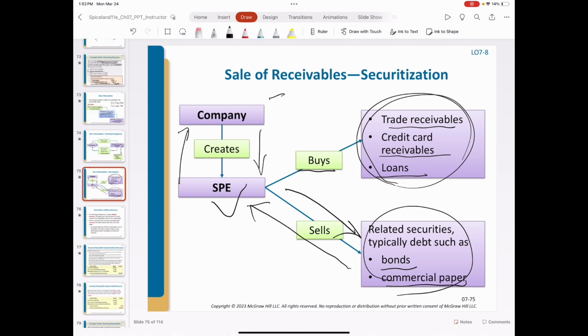The example is like Ford. Okay, Ford creates an SPE. The SPE is a separate entity that buys Ford's receivables or car loans, and these will be securitized, then sold to the investors for cash.